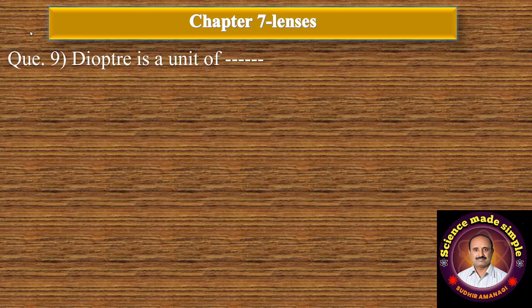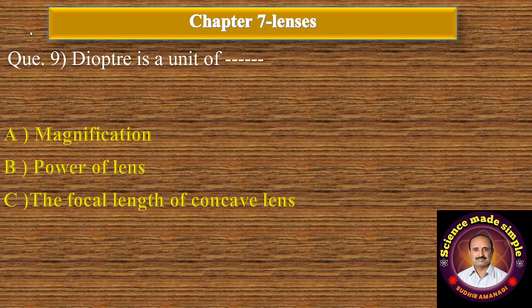Question number 9. Diopter is a unit of dash dash. A option, magnification. B, power of lens. C, the focal length of concave lens. And D, the focal length of convex lens. Correct option is option B, power of lens.